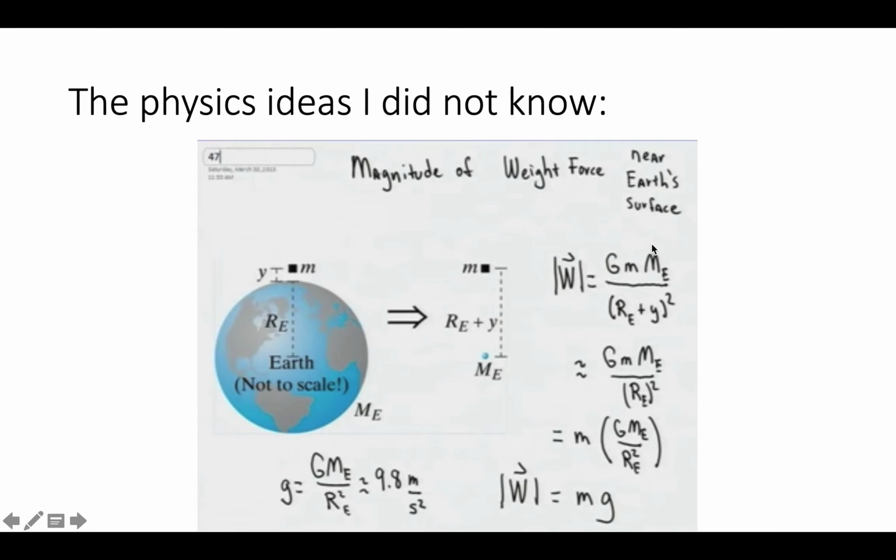ME is the mass of the Earth, M is the mass of the object, R is the radius of the Earth, and Y is the distance between the object and the Earth's surface. Because the object is near the Earth's surface, we just ignore this Y. And here we have this formula, rearrange that, we derive a constant here, and that constant is the small g.